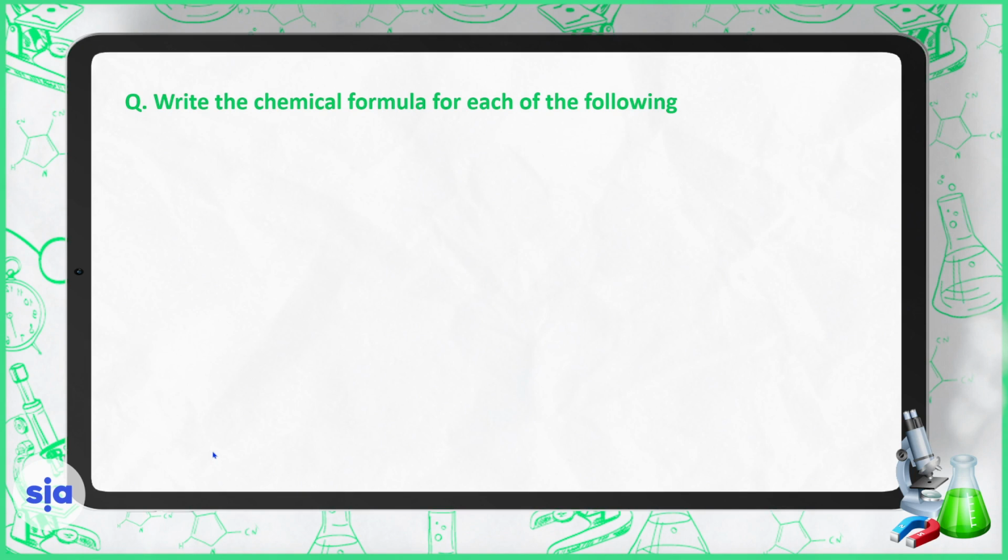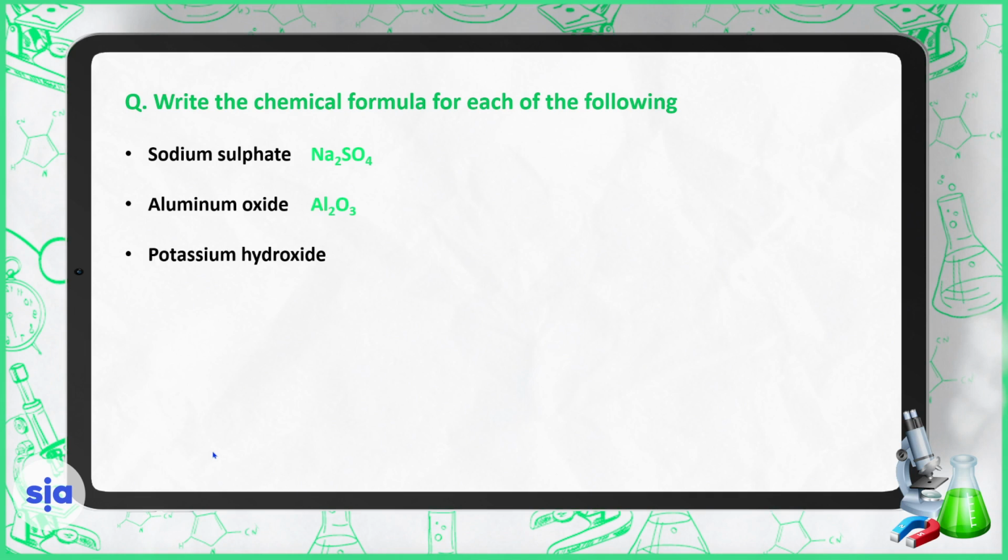Now write the chemical formula for each of the following. Sodium sulfate. Can you remember the steps? Na2SO4. Aluminum oxide, Al2O3. Potassium hydroxide, KOH. Silver chloride, AgCl.